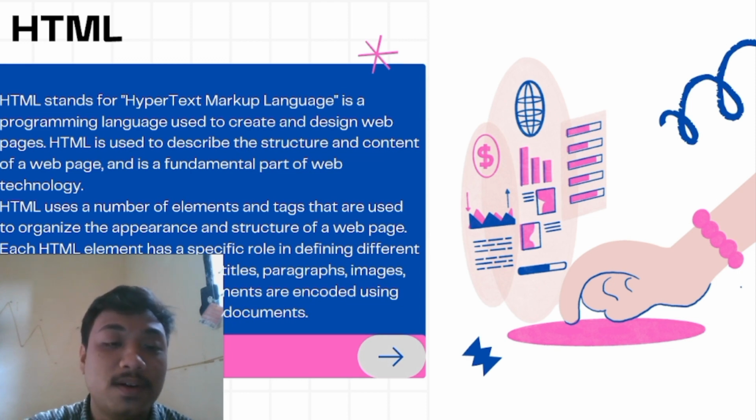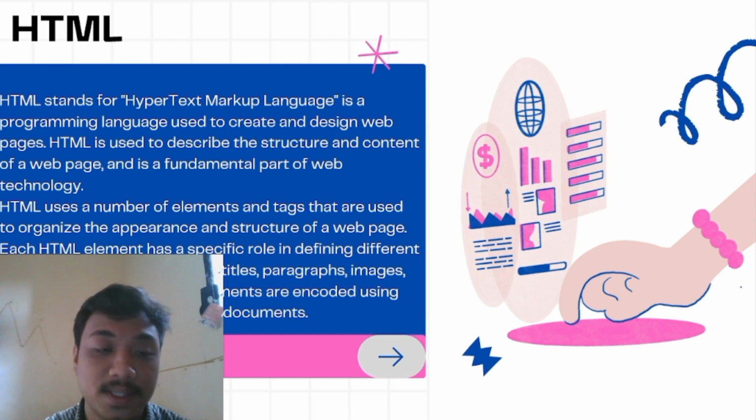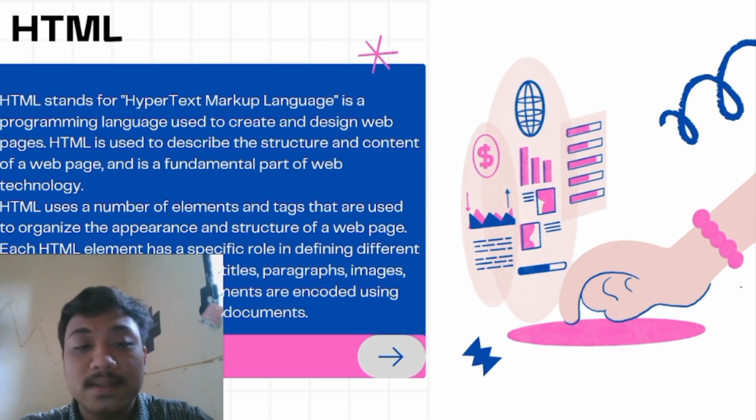HTML uses a number of elements and text that are used to organize the appearance and structure of a web page. Each HTML element has a specific role in defining different parts of a web page, such as titles, paragraphs, images, links, lists, and so on. These elements are encoded using HTML text placed inside HTML documents.